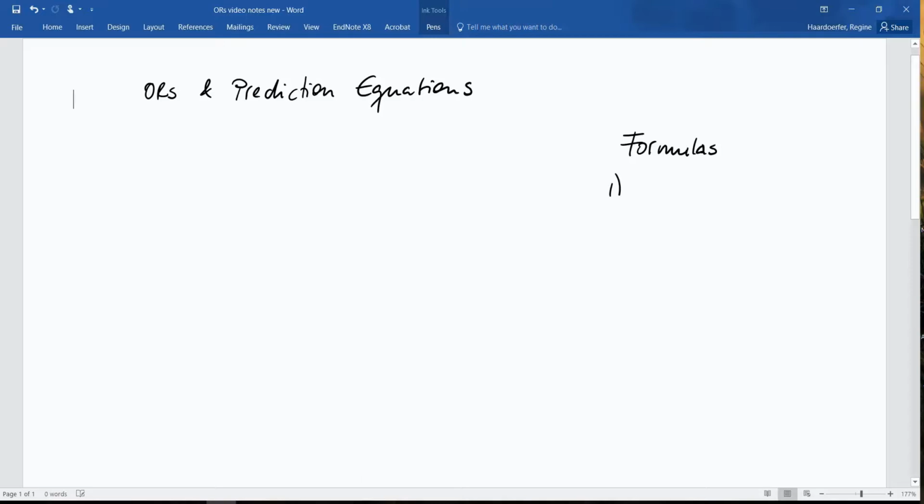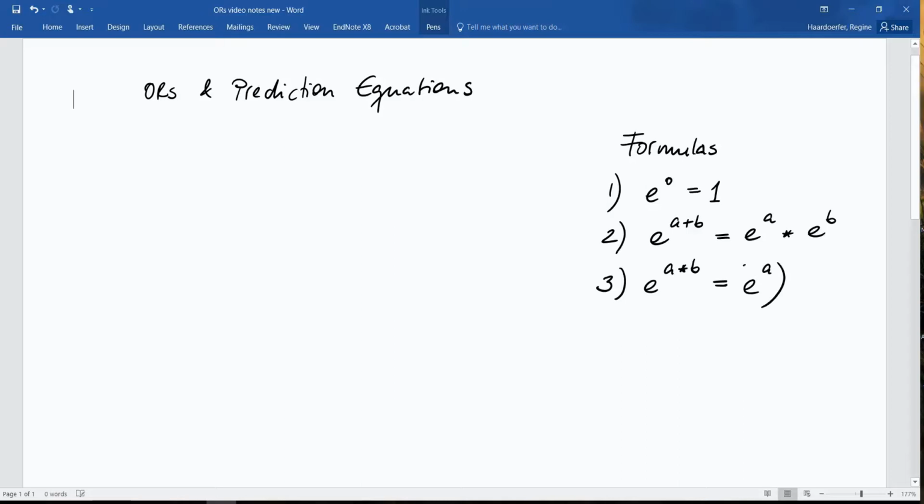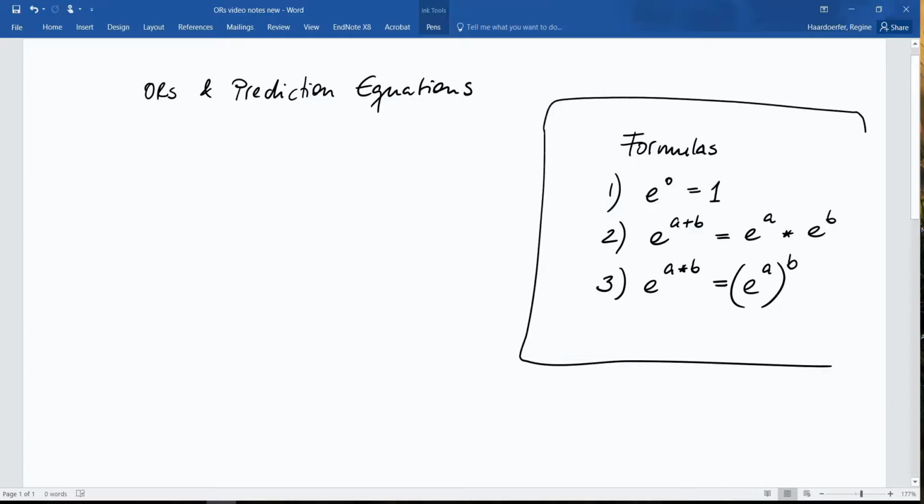And so the first one is e to the power of 0 equals 1. The second one is e to the power of a plus b is the same as e to the a times e to the b. And the third one is e to the power of a times b is the same as e to the power of a, to the power of b. So that's important. We'll keep those on the side and we'll keep them in mind. And those are the three that we'll be using.